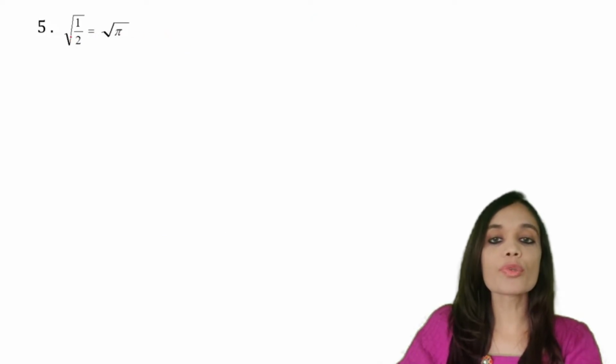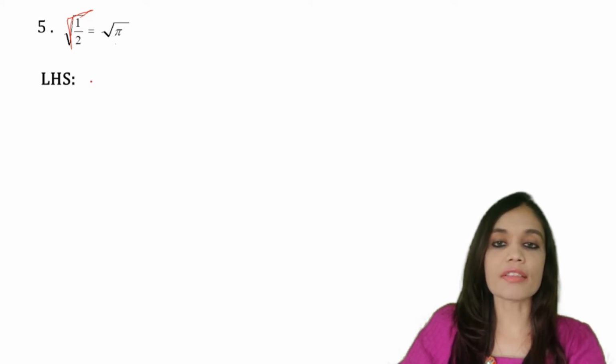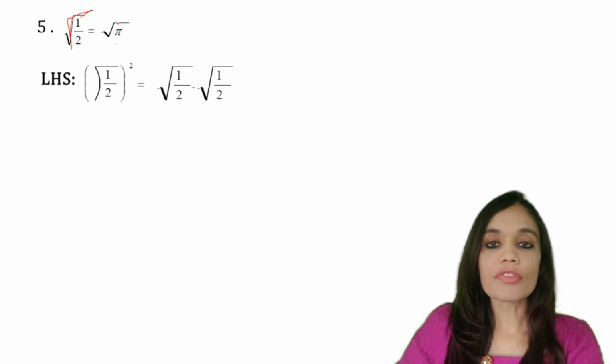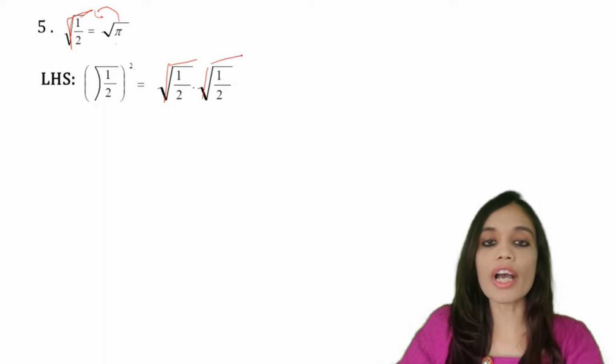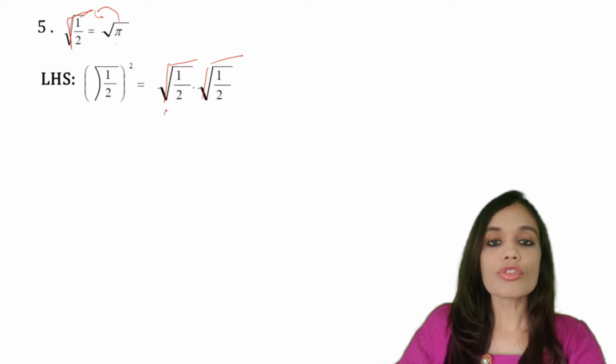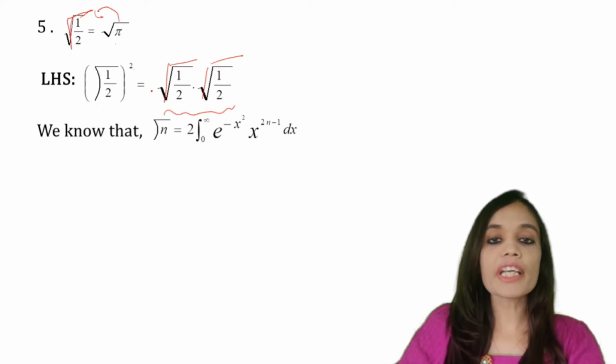Okay. So now let us study one more property. We have to prove that the value of gamma half is equal to root pi. Okay. So let us start with the LHS. Firstly, we will take the square on this side, right? So what will we get? Gamma half whole square is equal to gamma half into gamma half, right?